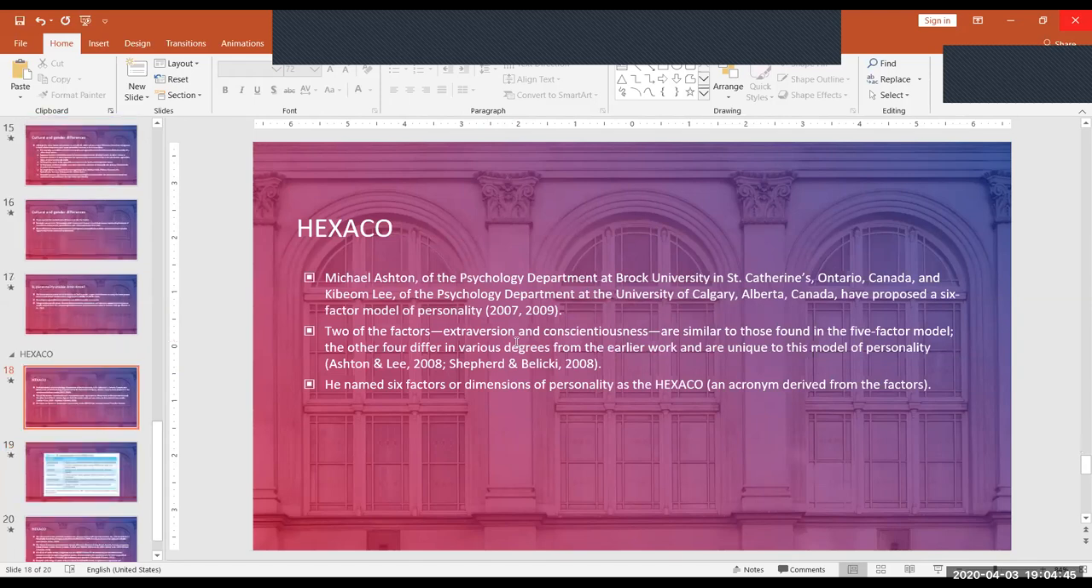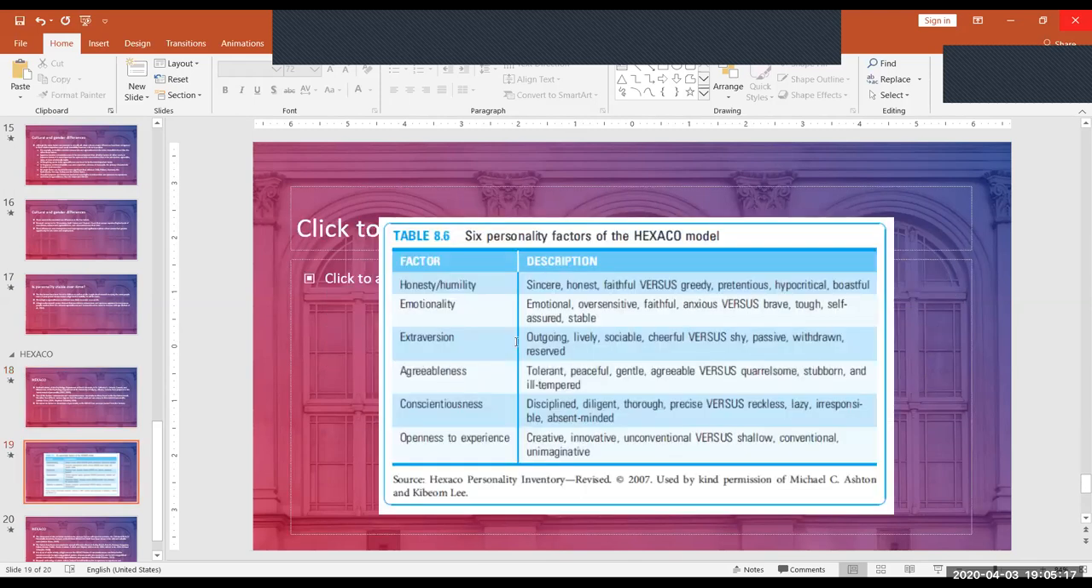And also HEXACO was developed with the same method as the five factor model, but it's less popular than the five factor model, even though it has quite good evidence. When researchers tried to find evidence whether those dimensions actually exist in reality, they found it quite robust, and they're very confident that it happens in reality. But they add one important factor, that is honesty and humility.